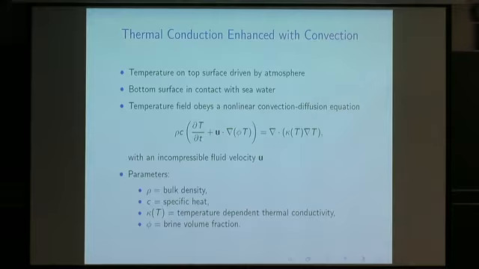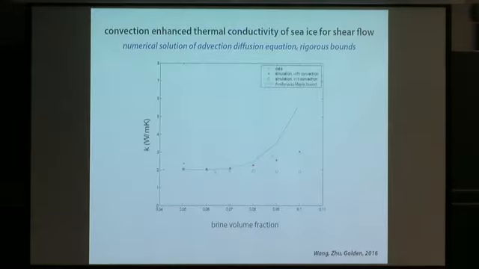And again, in our case, there's a large temperature gradient. Temperature on the top surface is driven by the atmosphere, the bottom surface in contact with seawater at minus 1.8 Celsius. There's the advection diffusion equation, but now with the right parameters for the sea ice problem: bulk density, specific heat, temperature dependent thermal conductivity, and so on. And here are some of our results.